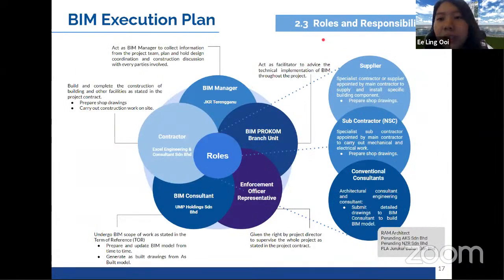And next, I will talk about the roles and responsibilities of each stakeholder. As mentioned by Moon, the BIM consultant, which is UMP Holdings, is appointed to carry out all the BIM works in this MBKT project. So they will be collecting shop drawings from the suppliers, subcontractors, and contractors, as well as the detailed drawings from the conventional consultants, for example, the architectural consultant and engineering consultant, to produce the BIM model. So there will be clash detection and so on. All these processes are monitored by the BIM manager, JKR Terengganu, to make sure everything is on track.